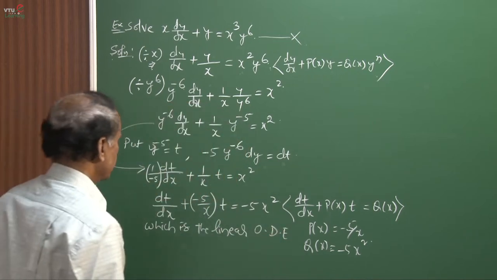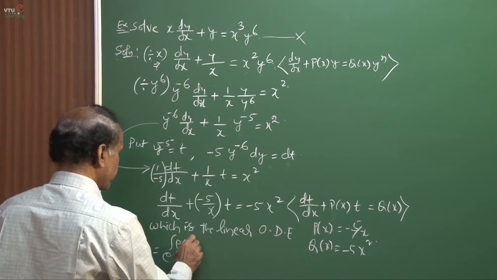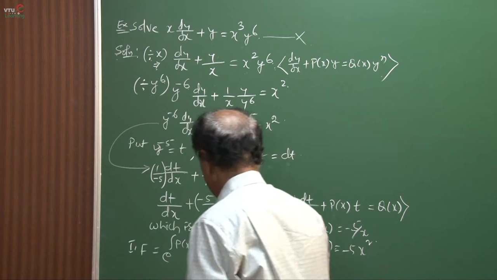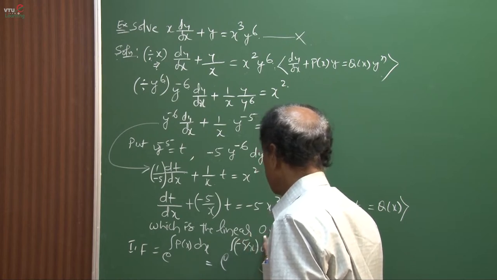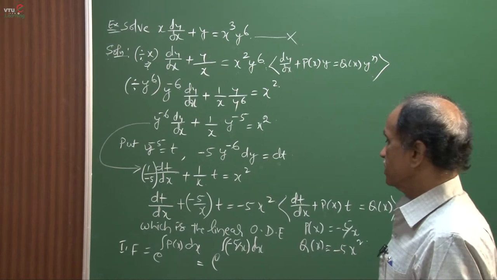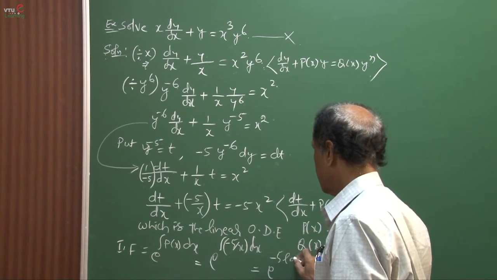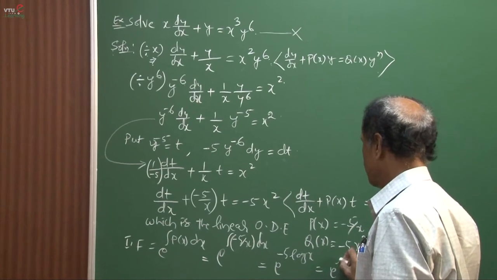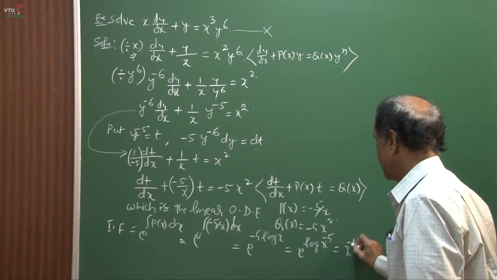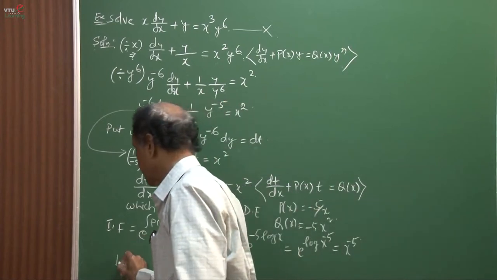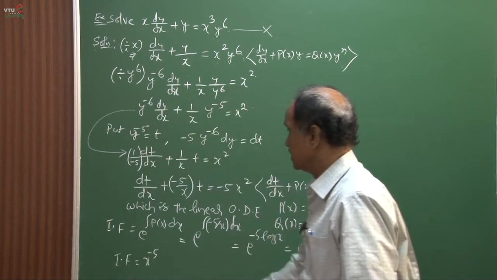The integrating factor IF is equal to e to the power integral of p of x dx, that is e to the power integral of minus 5 by x dx, e to the power minus 5 log x, that is equal to e to the power log of x to the power of minus 5, that is equal to x to the power minus 5. Then IF is equal to x to the power minus 5. This is your integrating factor.